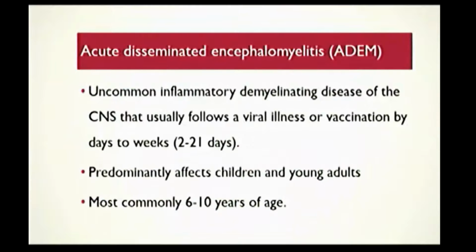The other entity that we have to think of in pediatric optic neuritis is acute disseminated encephalomyelitis, an uncommon inflammatory demyelinating disease of the CNS that usually follows a viral illness or vaccination by days to weeks. This disease predominantly affects children and young adults. The average age is 6 to 10 years old.